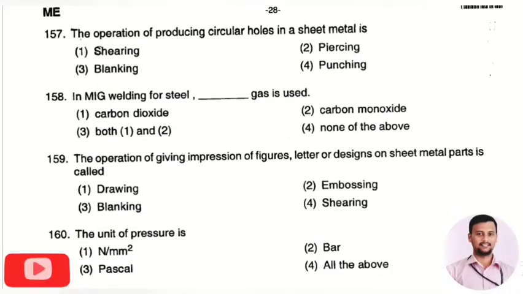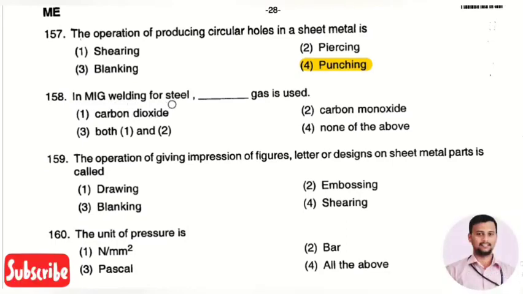And the next question is, the operation of producing circular holes in a sheet metal is: options are shearing, pressing, blanking and punching. And the right answer is option 4, that is punching.